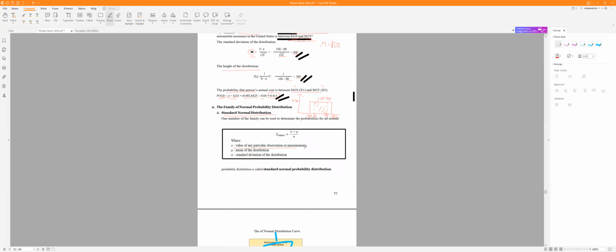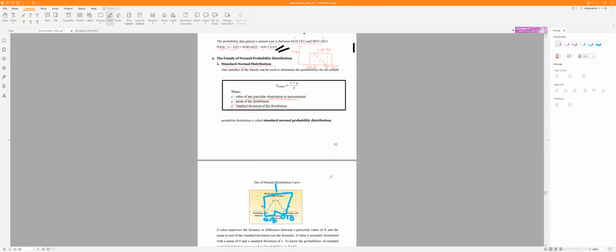X is the value for any particular observation. So it's given the measurement. It's given in the question, and the mean is also given in the question. And standard deviation, sometimes you have to compute it. Sometimes it's given in the question.